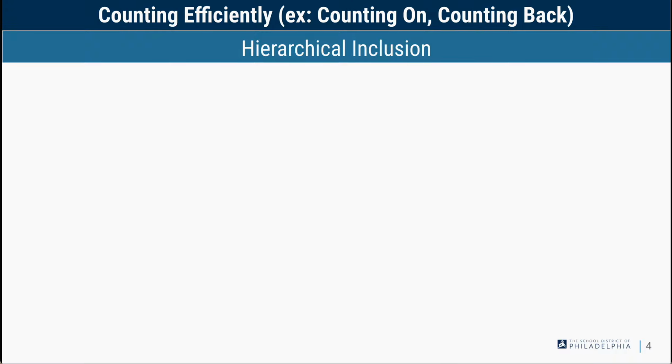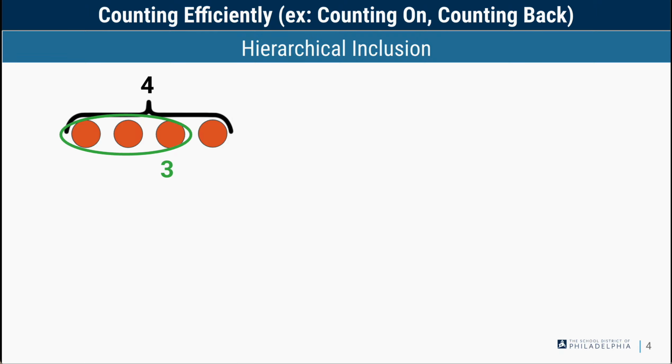First up, we have hierarchical inclusion. Hierarchical inclusion is the idea that if I have a set of objects, in this example, 4, I know that having 4 objects means that I also have a subset of 3 objects, as well as 2, as well as 1.